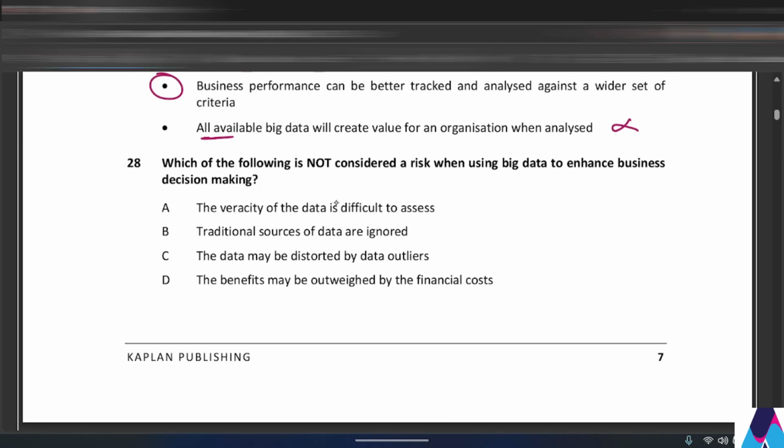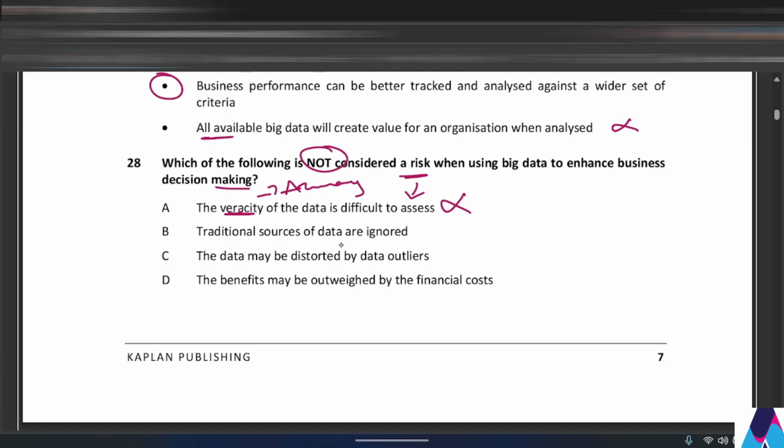28. Which of the following is not considered a risk when using big data to enhance business decision making? Not considered a risk, okay? The veracity of the data. Now, remember I just told you this in one of the previous MCQs, that veracity means accuracy, and accuracy is a big challenge when it comes to big data. Didn't I tell you this before, right? So with that, option A is wrong, because like I said, the accuracy of big data is a problem. They're saying not considered a risk. This is a risk. So therefore, this cannot be the answer. We have to tell them which is not considered a risk, okay?